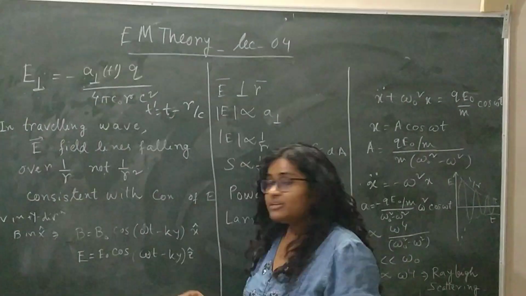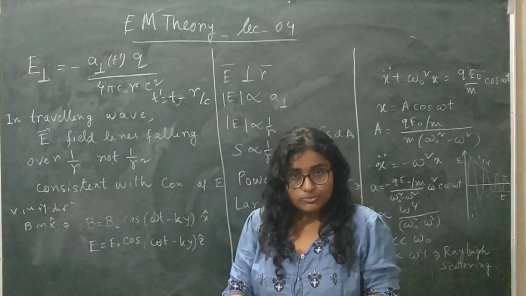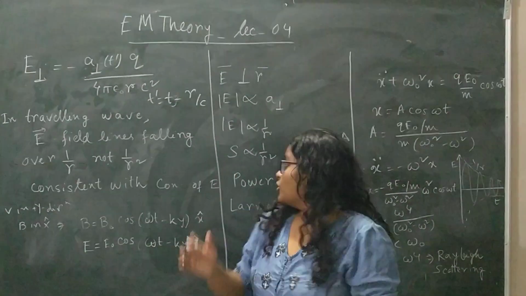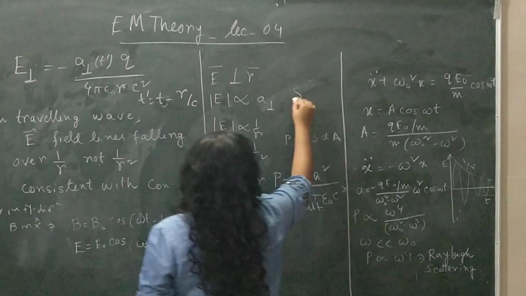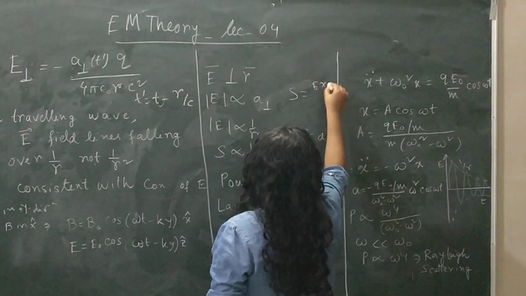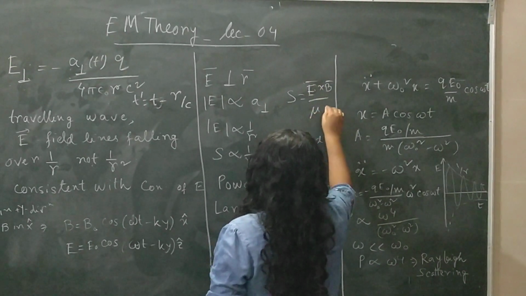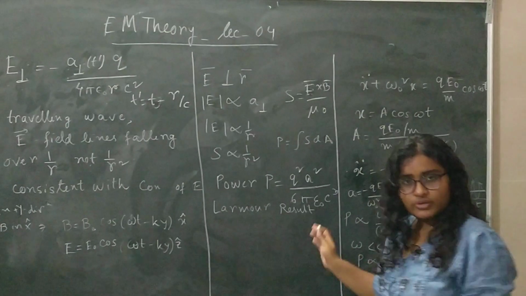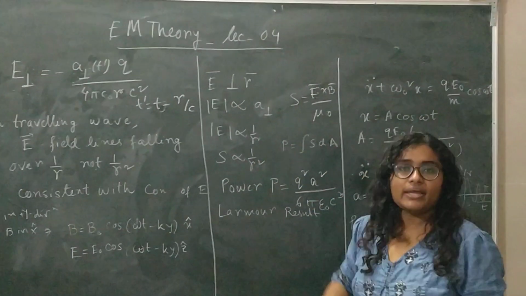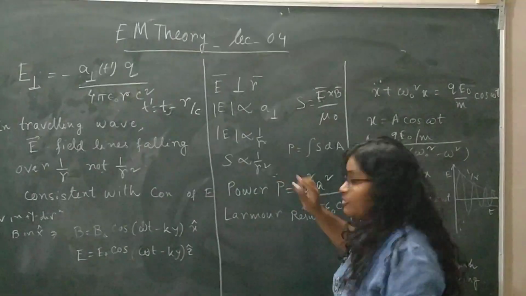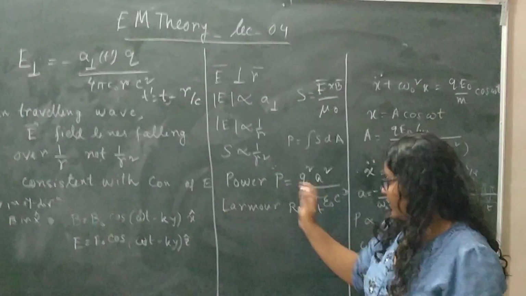So the Poynting vector S, which is the energy flow per unit time per unit area, we can write as S equals E cross B over mu naught. So E B sin theta over mu naught, that is the Poynting vector, will be proportional to 1 by r square. So this is fully consistent with the conservation of energy.